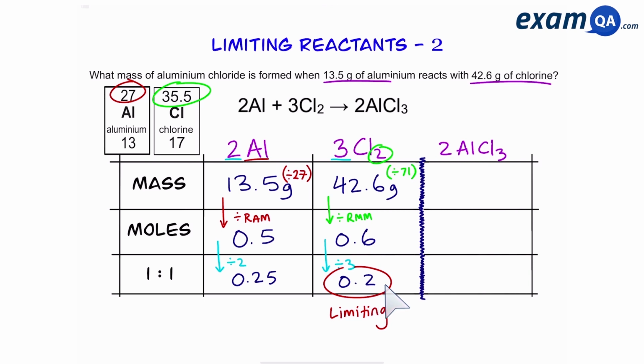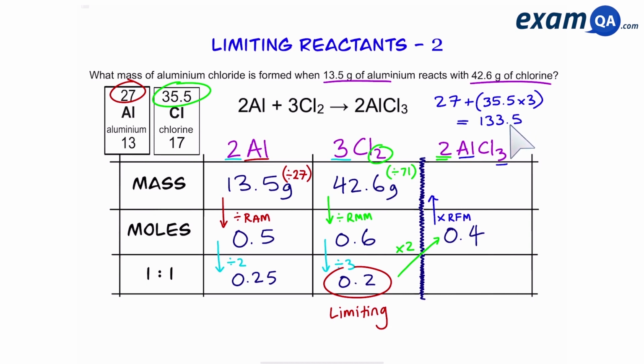Okay, so we're going to use this to work out the moles of the product. The product aluminium chloride has a 2 in front of it. That means we're going to times the moles by 2, giving us 0.4 moles. Then we're going to times it by the relative formula mass to work out the mass. Again, we have one aluminium, so that's 27. We have 3 chlorines, which is 35.5 times 3, giving us a total of 133.5. So we're going to do 0.4 times 133.5, and that gives us 53.4 grams.